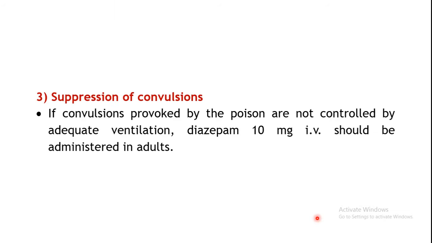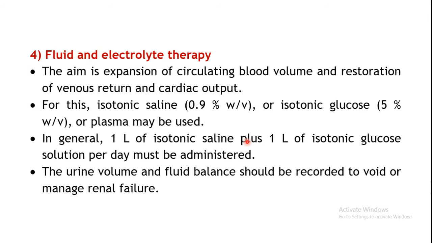Okay. And the next measure is suppression of the convulsions, in case the poisoning has induced convulsions. So in this particular case, maybe if the situation is not under control, you have to give anticonvulsant drugs, like say for example diazepam can be given in an emergency by the IV route. It's a very good anti-epileptic drug which can help in controlling the convulsions.